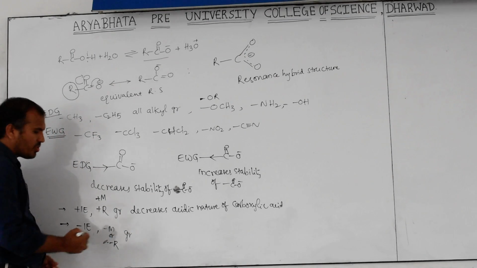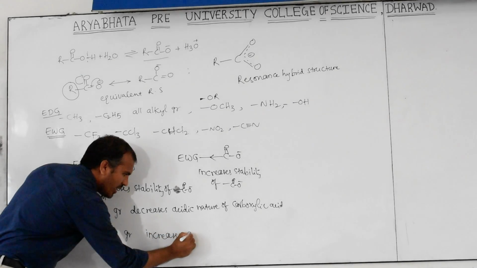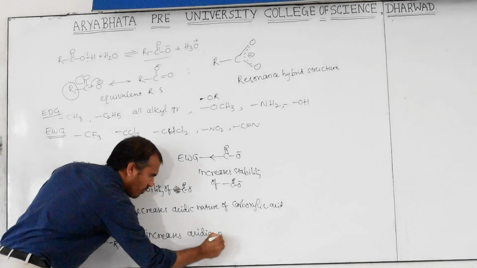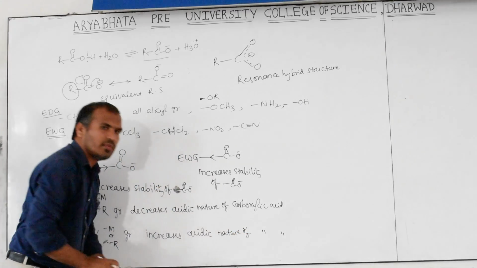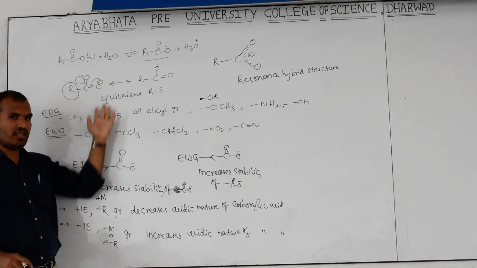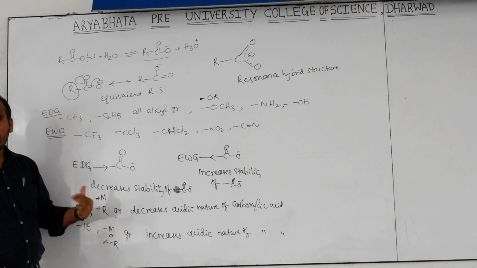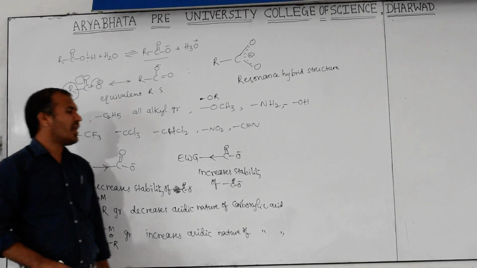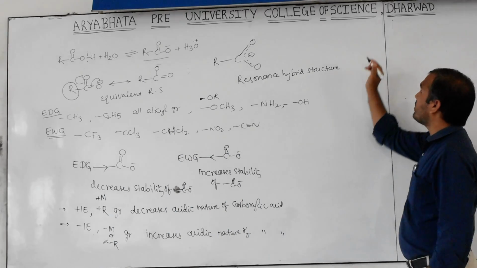A negative resonance group increases the acidic nature of carboxylic acid. So you have to remember this statement. All this is only for your understanding. Only two lines are very important to decide the acidic nature of carboxylic acid. Now I will write here one order based on these two statements.